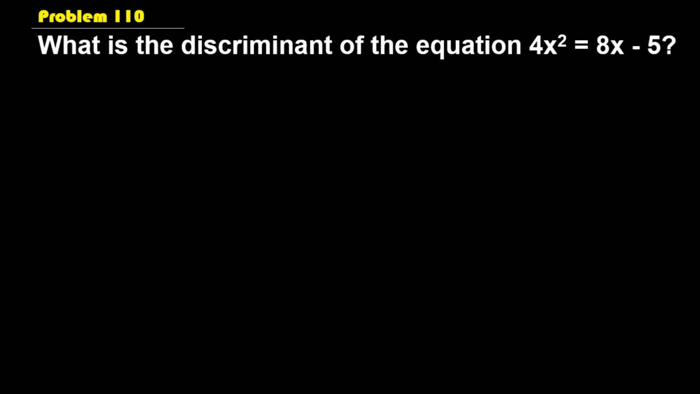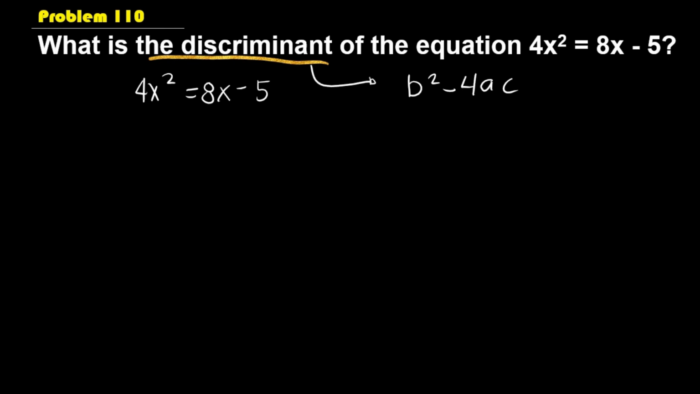So, for problem 110, kailangan daw natin hanapin yung discriminant ng equation na to. Okay? Sulat muna natin equation. 4x squared equals 8x minus 5. Yan. So, kailangan natin kunin yung discriminant. And again, ang discriminant po natin is actually b squared minus 4ac. Okay? So, ngayon, ang kailangan lang natin gawin is hanapin natin yung values ni ABC. Okay? Kaso ito, wala siya sa tamang form, sa standard form ng quadratic equation. Di, gawin natin siyang standard form.